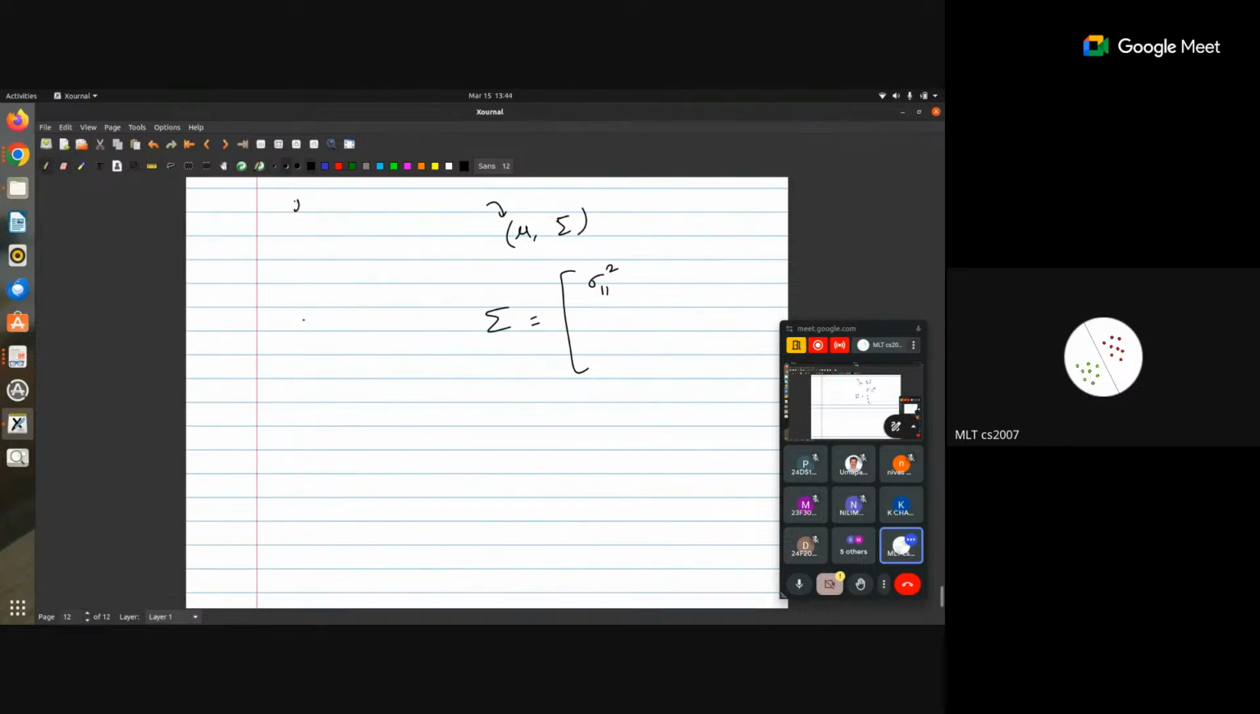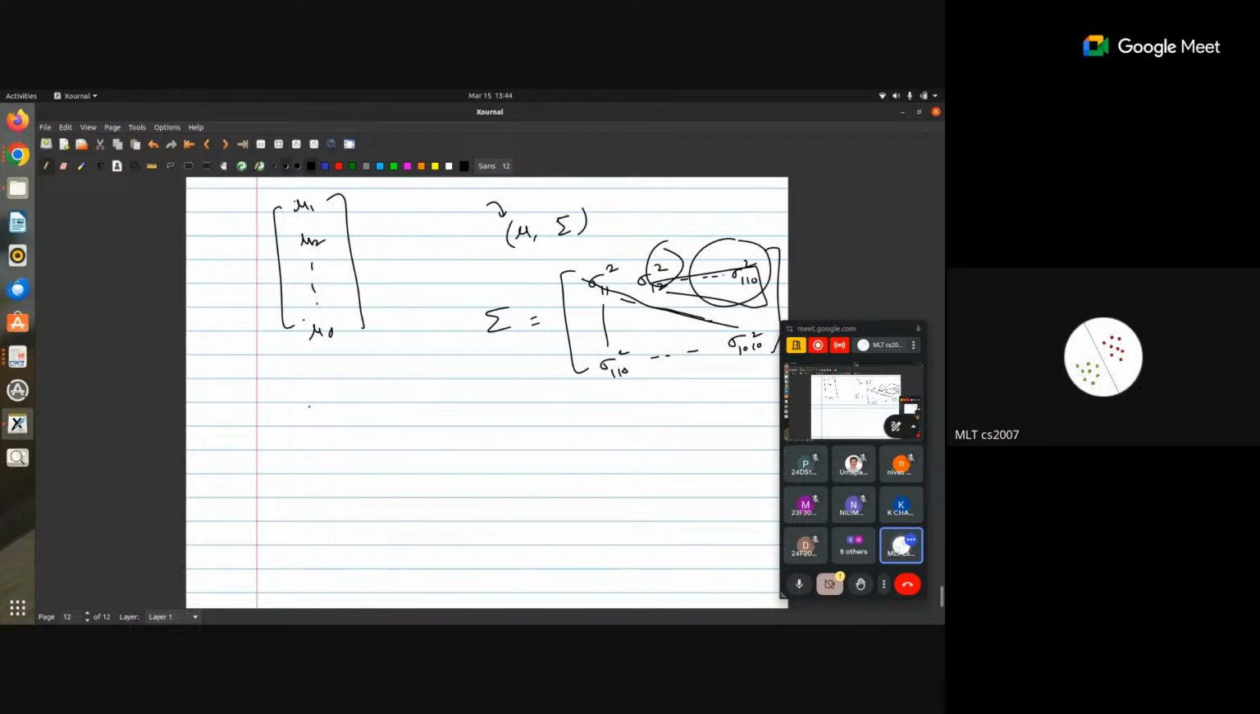It is mu 1, mu 2, up to mu 10, right? This is a vector. What about the sigma? That is sigma 1 1 square, sigma 1 2 square, up to sigma 1 10 square, and similarly up to sigma 10 10 square. I think we have discussed this part, and I said that because the covariance matrix is always a symmetric matrix, you don't need to find the duplicate entries. But again, you don't need to find these parts also, because these features are independent of each other.